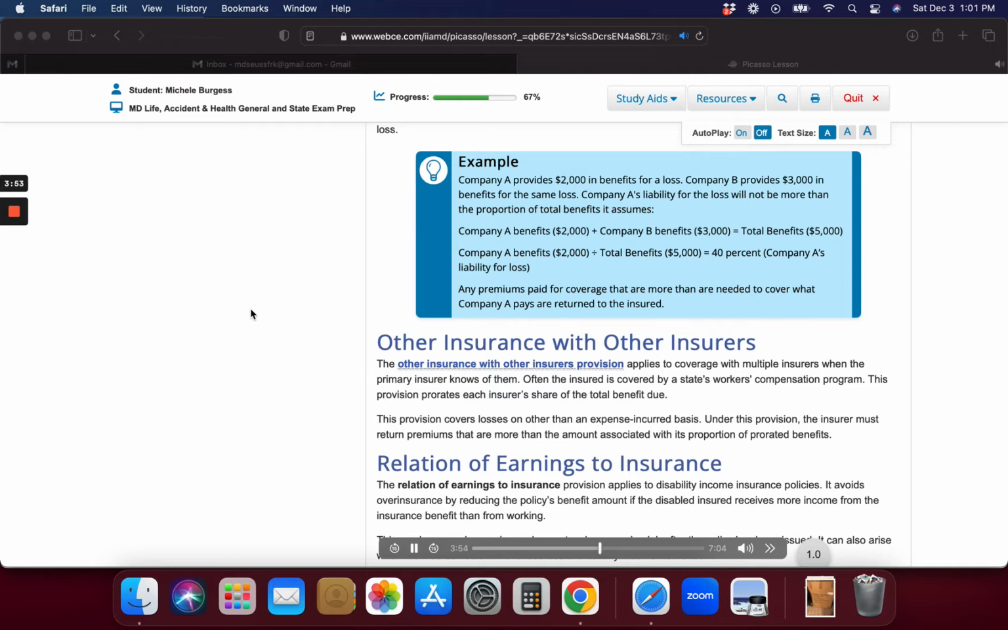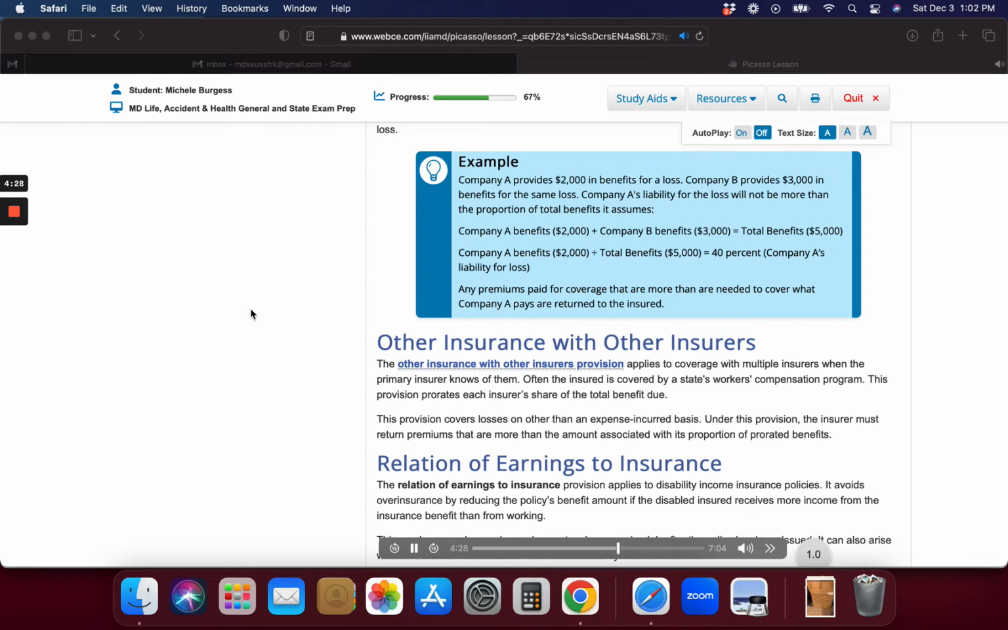Relation of earnings to insurance. The relation of earnings to insurance provision applies to disability income insurance policies. It avoids overinsurance by reducing the policy's benefit amount if the disabled insured receives more income from the insurance benefit than from working. This can happen when an insured accepts a lower-paying job after the policy has been issued. It can also arise when the insured has additional sources of disability income insurance. In either case, policy benefits will be reduced proportionally. Any premiums paid for excess coverage are returned to the insured.